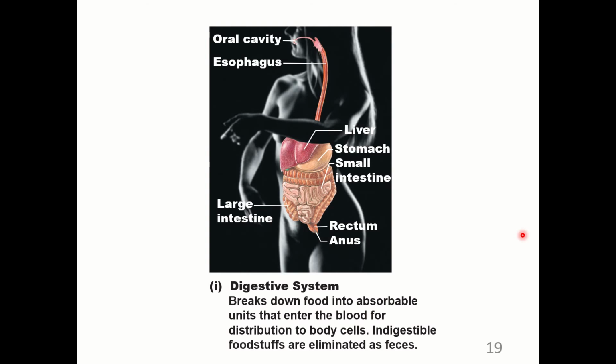The function of the digestive system is to break down food into absorbable units. Once those absorbable units are broken down, they can enter the blood. Then they are distributed to body cells for nutrients. Indigestible foodstuffs are eliminated as feces, which is the waste.